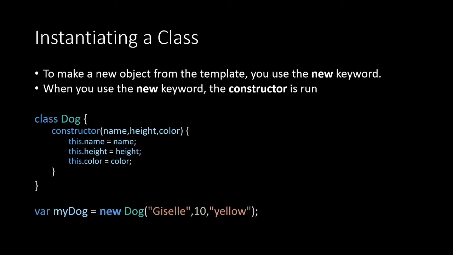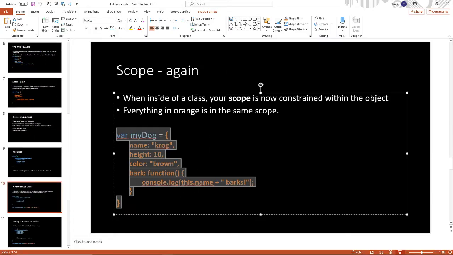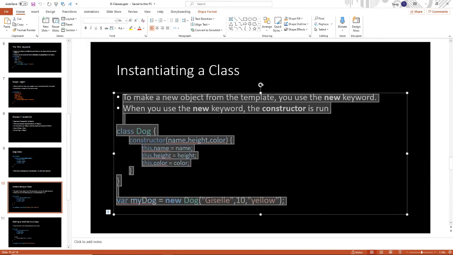So how do we make an actual instance of a dog or an actual concrete dog from the template of a dog? We use the new keyword, which you can see down here. So these two lines up here will make me a new dog. And let's go ahead and inspect this a little bit more in our code. I'm going to copy this.